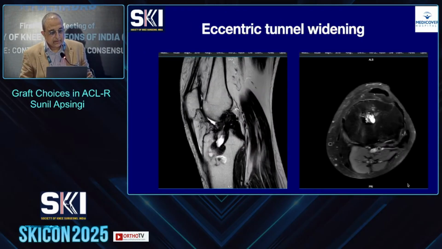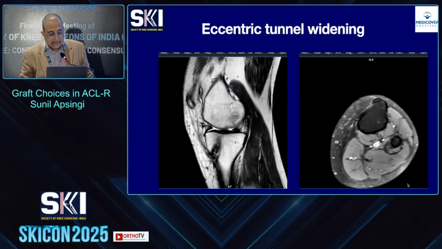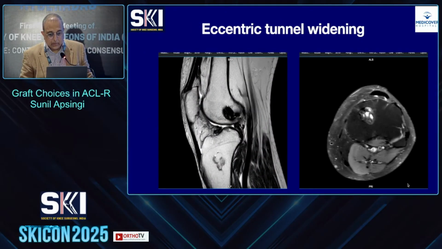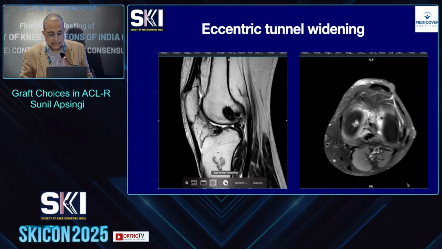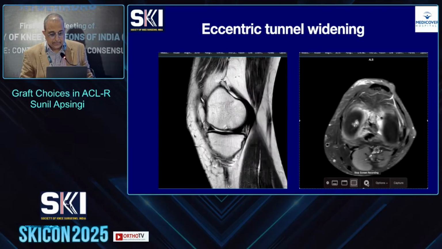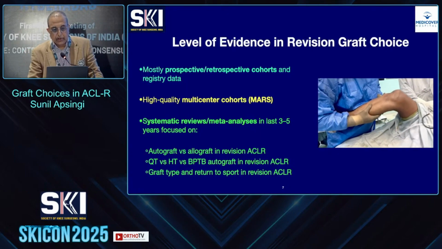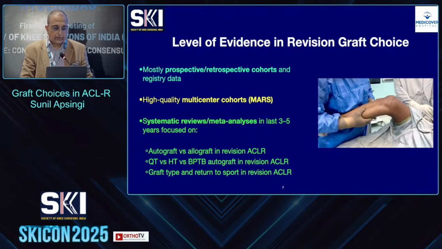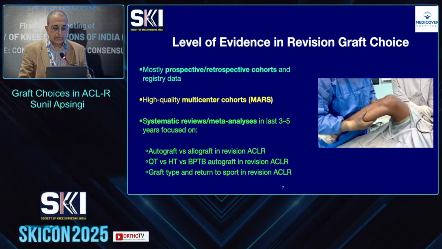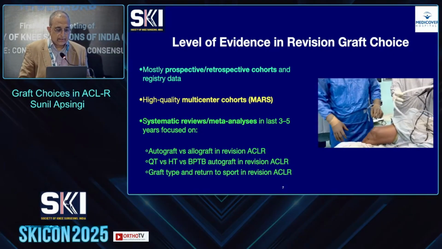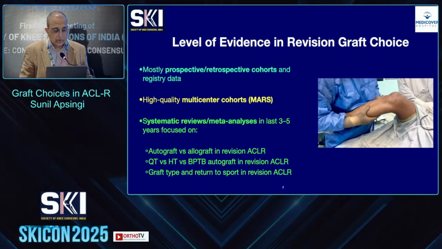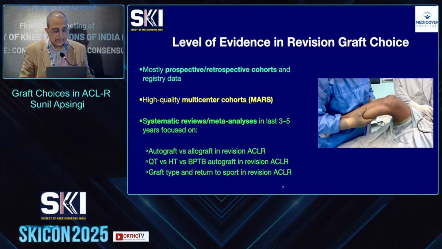But I'm not going to discuss much about them because there is not much evidence to support their use in revision situations. And we always see this in revision cases where you have eccentric widened tunnels, and now this is a big problem for us. And sometimes they need two stages, wherein you do a bone grafting and then come back and redo the actual ACL reconstruction. So if you look at the level of evidence for revision graft choice, most of these are prospective or retrospective cohort studies, registry data, high quality multi-center cohorts, and some systematic reviews and meta-analyses.